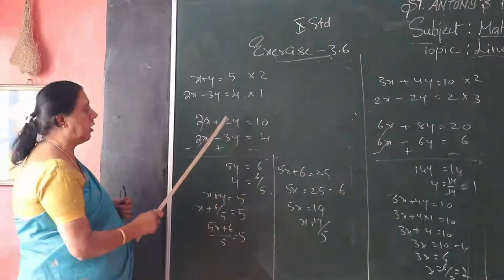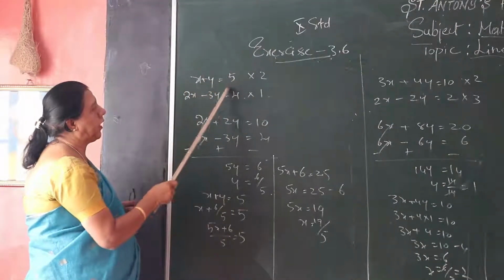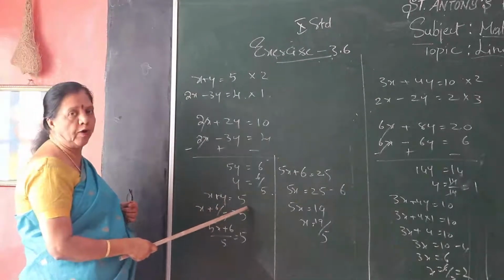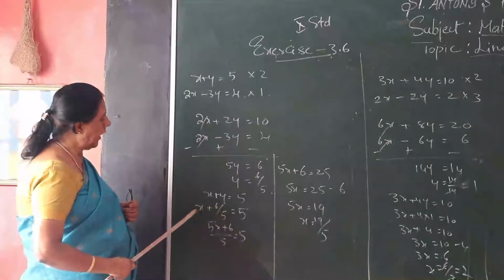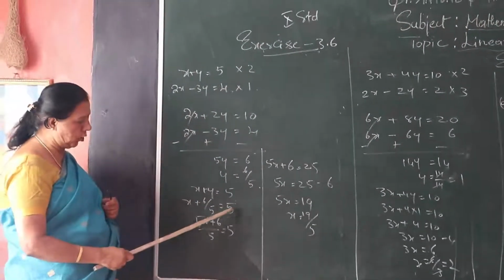Take any equation. This equation also you can take. I have taken a very simple one: x plus y is equal to 5. So x plus y, where y is 6 by 5, is equal to 5.